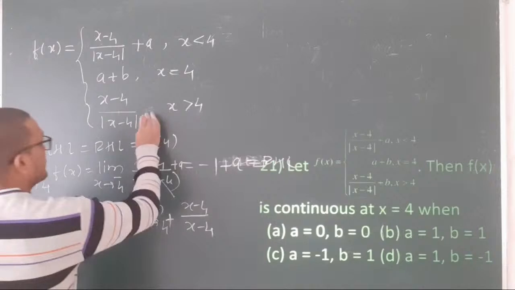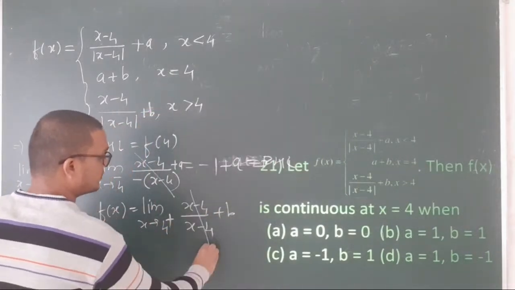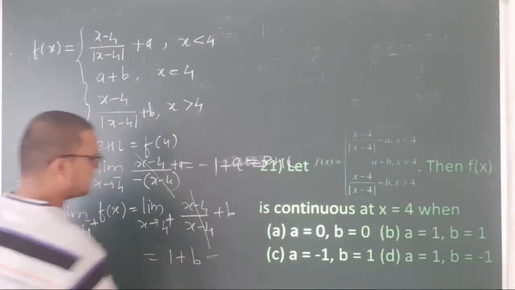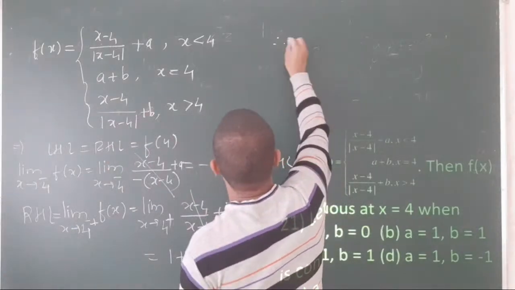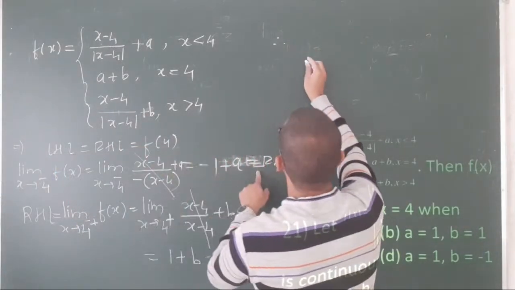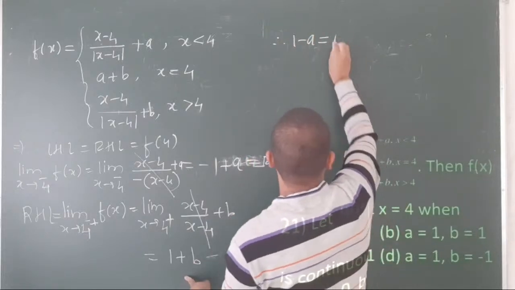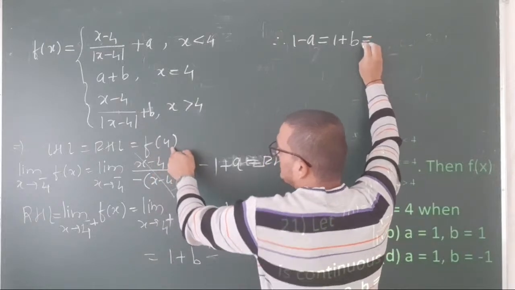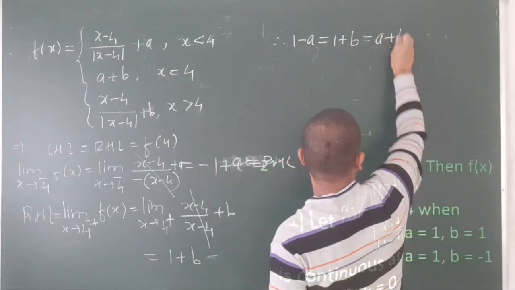Okay, and in this function it is plus b, there and plus b. Again both will get cancelled. Answer is 1 plus b. Okay, next. So therefore LHL answer is how much? 1 minus a, which is equal to RHL, how much? 1 plus b, which is equal to f of 4, means what? Equal to 4, and for x equals 4 the answer is a plus b.